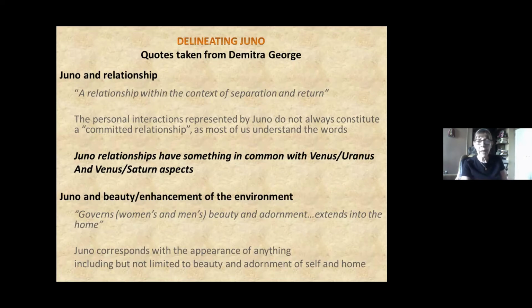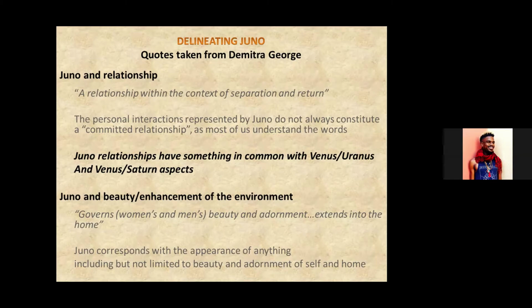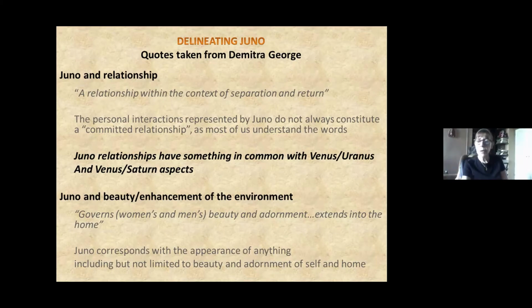Juno relationships have something in common with Venus-Uranus and with Venus-Saturn. The other important thing to remember about Juno is that Juno corresponds with beauty and enhancing the environment. This is a quote from Demetra George. It governs women's and men's beauty and adornment, and it extends into the home. But it's not only women and men's adornment, it is the appearance of anything. When we talk about enhancement of the environment and extends into the home, yes, a doorknob, a lamp, these are all Juno entities. So Juno corresponds with the appearance of anything, including but not limited to beauty and adornment of the home.